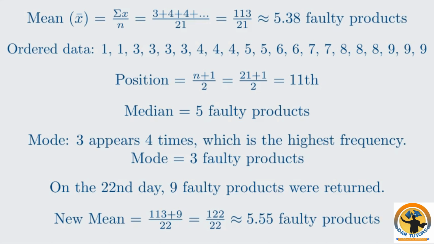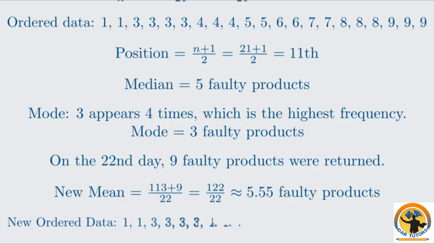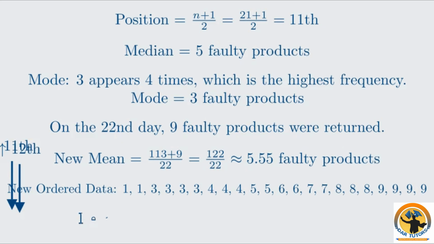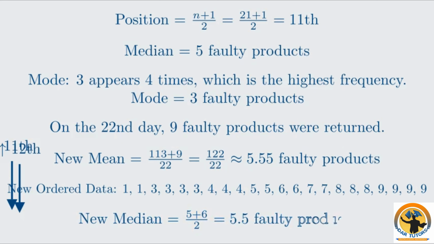There are 22 values, so n equals 22. The median is the average of the (22 + 1) / 2, or the 11.5th position. This means we need the 11th and 12th values. In our new ordered list, these are 5 and 6. The median is the average of 5 and 6, which is 5.5. The median also increased, but only slightly, from 5 to 5.5.